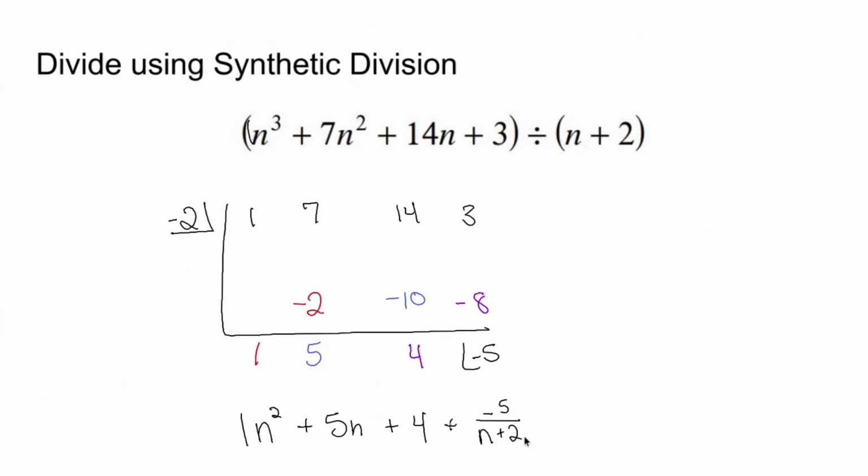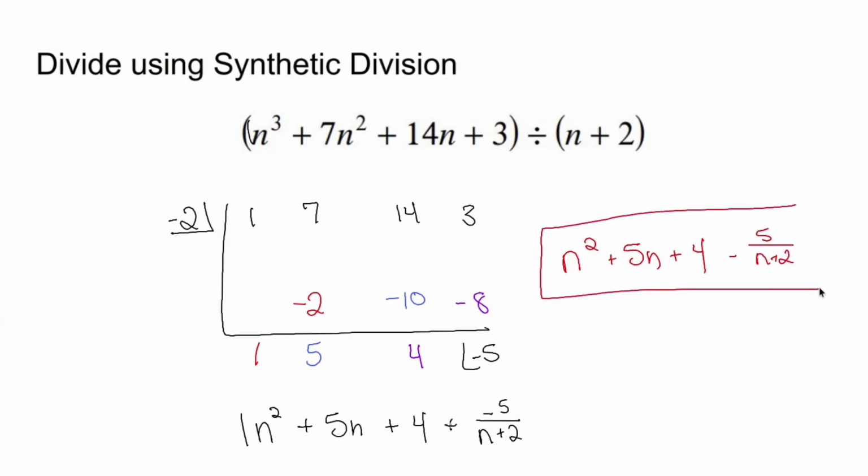So this looks sloppy. So let me write this out in one final swoop over here. That 1 isn't necessary. n squared plus 5n plus 4. And let's pull out the negative and make that minus 5 over n plus 2. Some teachers might be okay with you saying remainder negative 5, and if that's the case, then that's the case. But in this case, if I really wanted to do everything, my answer would look like that.